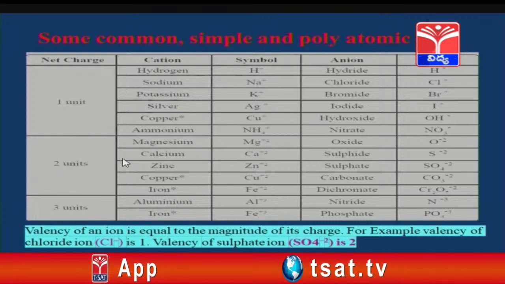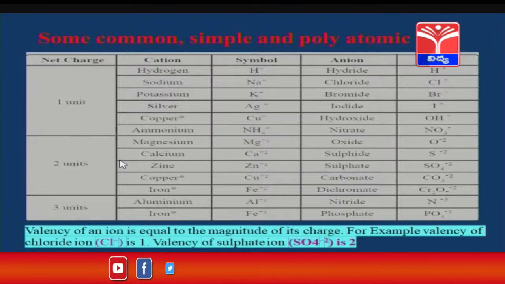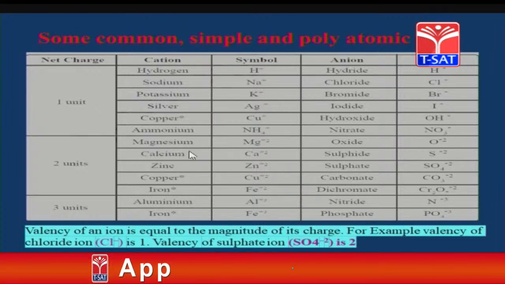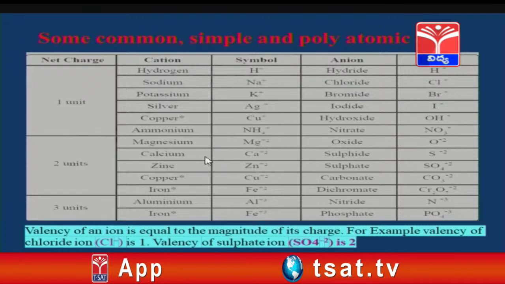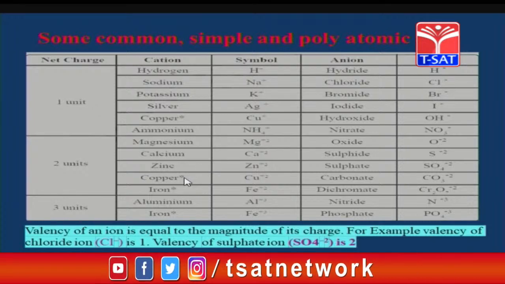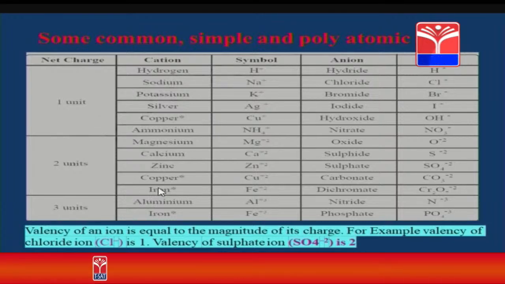In the case of 2 units, it means losing 2 electrons or gaining 2 electrons. So, magnesium loses 2 electrons and forms the Mg2+ ion. Calcium loses its 2 electrons and forms the Ca2+ ion. Zinc loses 2 electrons and forms the Zn2+ ion. Copper loses 2 electrons and forms the Cu2+ ion. Iron loses 2 electrons and forms the Fe2+ ion.